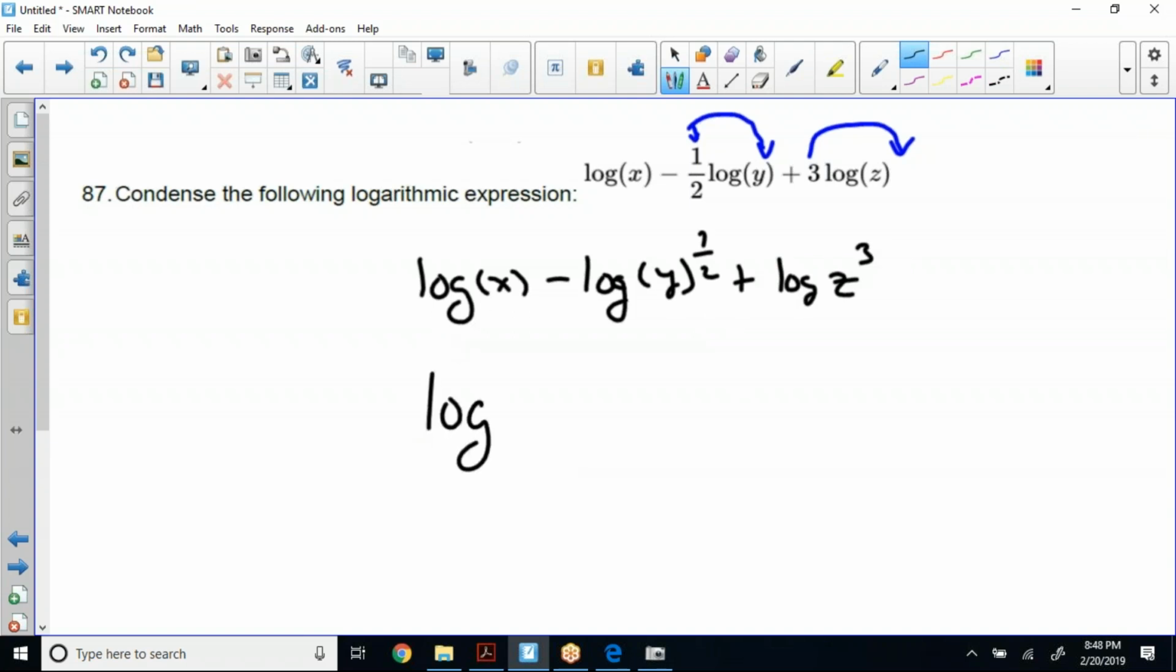This is going to give you log of X over what? Y to the 1/2 is nothing more than the square root of Y, right? Now, do we put a parentheses and then times it by Z cubed? No. That Z cubed has to be in the denominator. Okay? So it'd be X minus that, right?